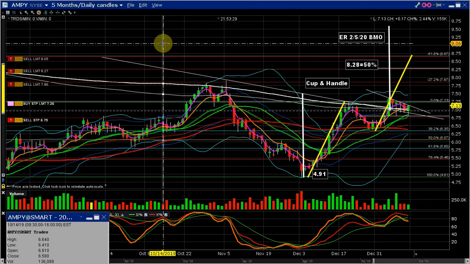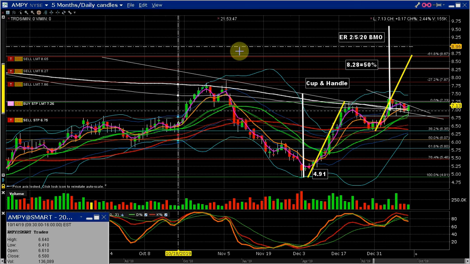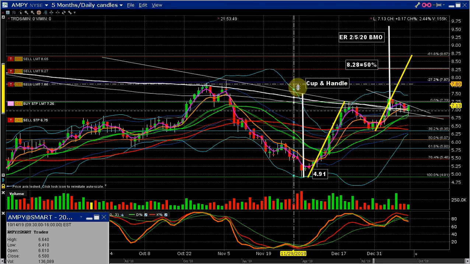The one thing I'm not happy about with this chart is the volume. I guess it's averaging a little less than 250 shares per day. I would have liked it to have been higher, but it's just barely sufficient. But the pattern that I see is cup and handle. So, see, cup and handle.